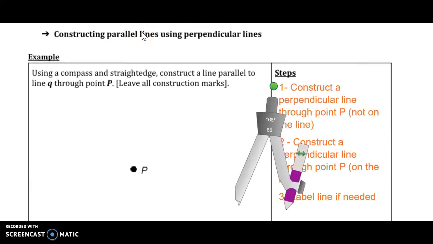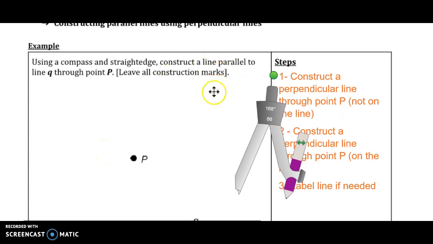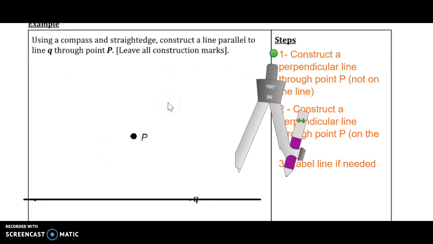This is Unit 1, Lesson 6. This is the video for constructing parallel lines using method number 2, which uses perpendicular lines to construct the parallel line. So using a compass and a straight edge, construct a line parallel to line Q through point P.